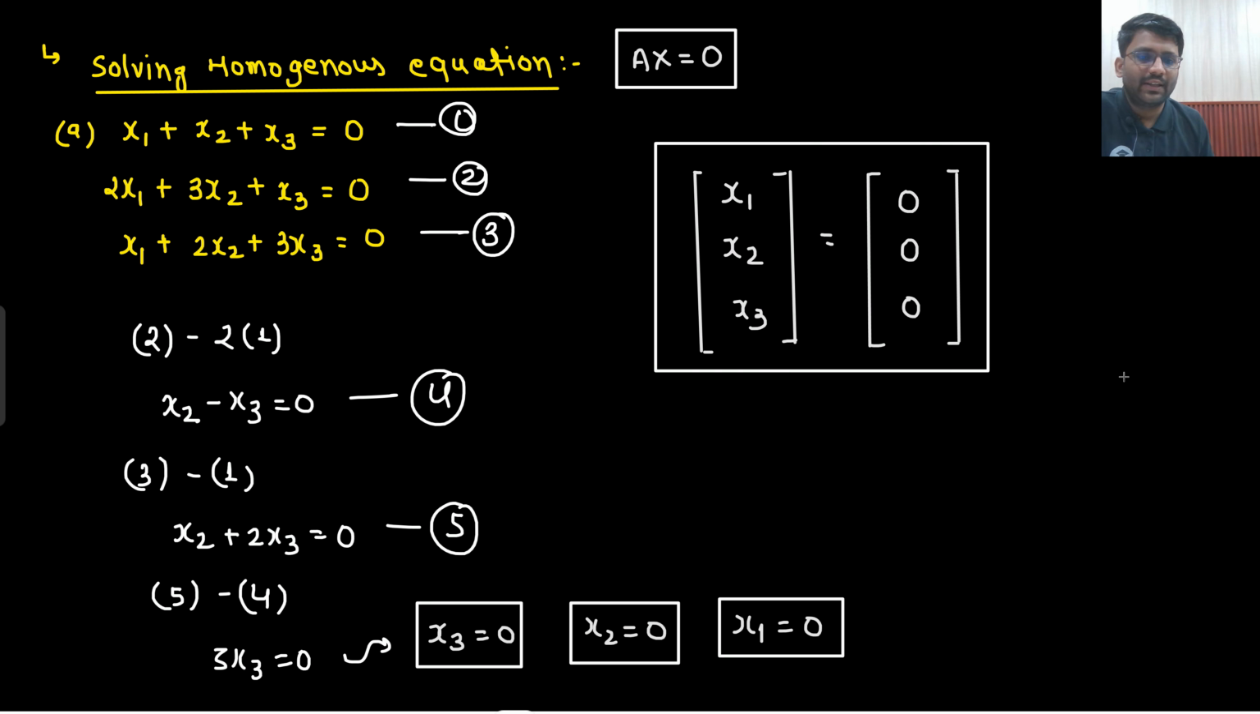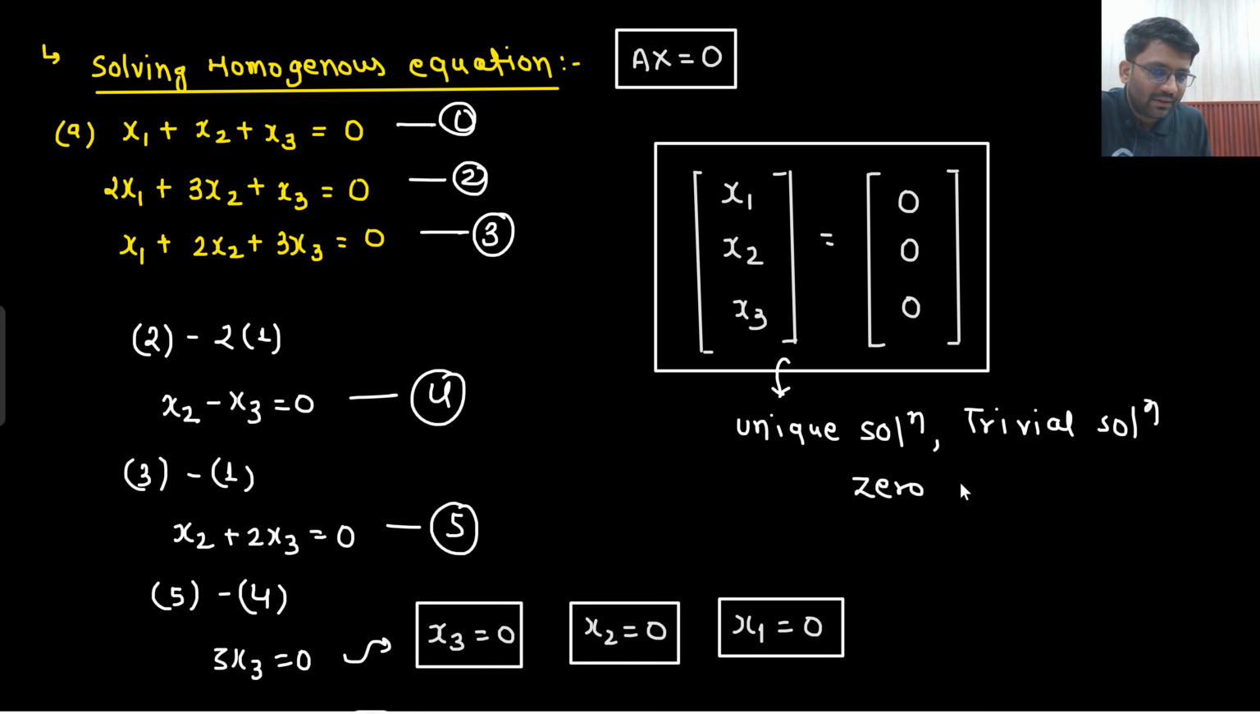So now what is this known as? This is known as only one solution is possible, so this is known as unique solution, or what you can call it, trivial solution, or there is another name. The name is zero solution.